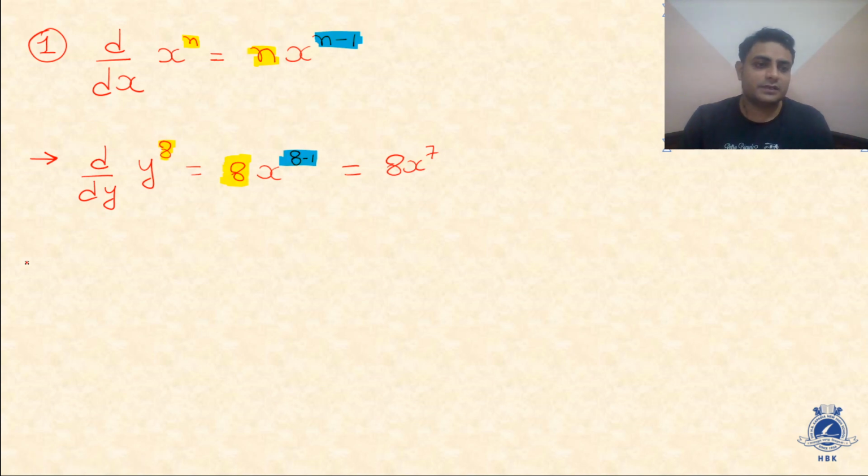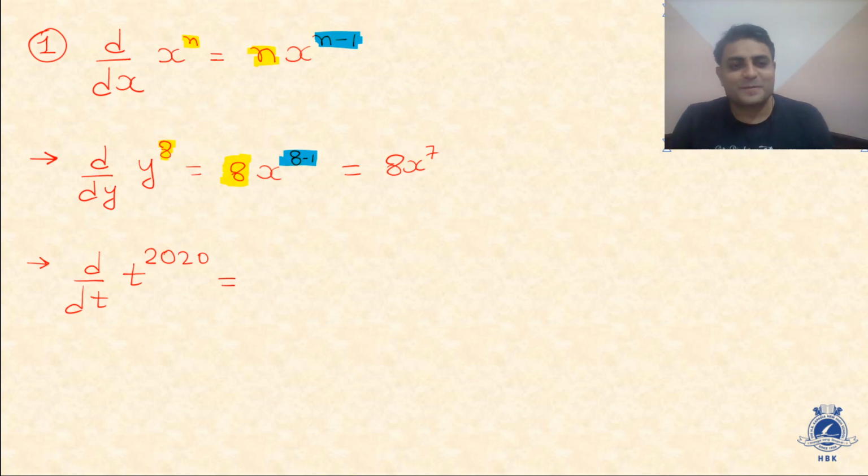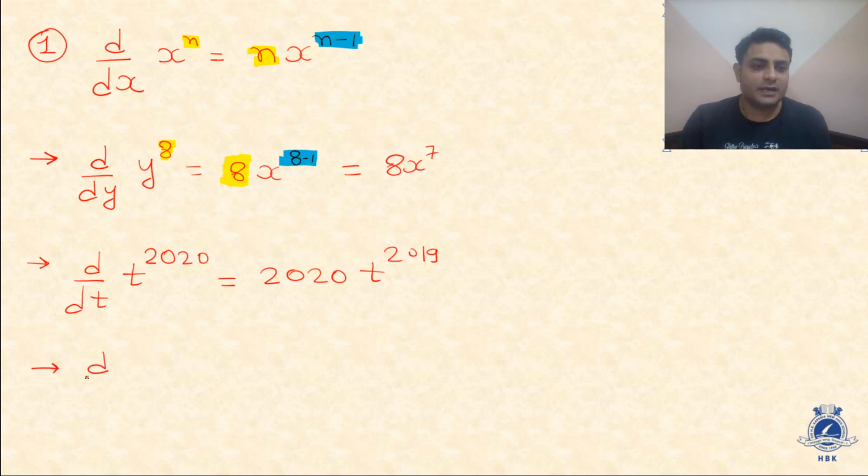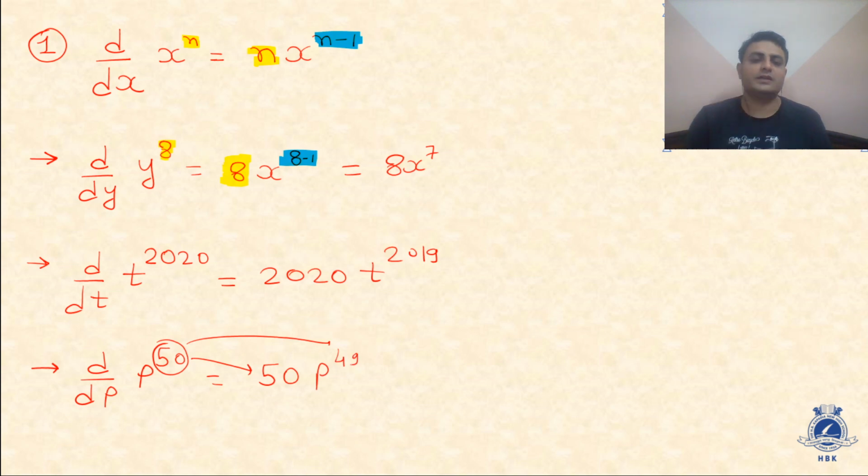Let us have some other examples also. d by dt of t raised to, let us take 2020. Year 2020, it's very long, I feel, for some students. Yes, so 2020 t raised to 2019 will be the answer. It's very easy. Okay, again let's take another example. d by dp of p raised to, let us say 50, then we can have the answer to be 50. First of all, write this exponent here, deduct 1 from 50, we will get 49. So our answer will be p raised to 49. Okay, so that will be our answer.